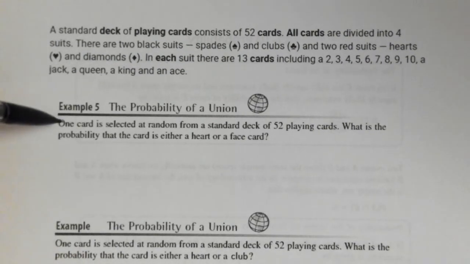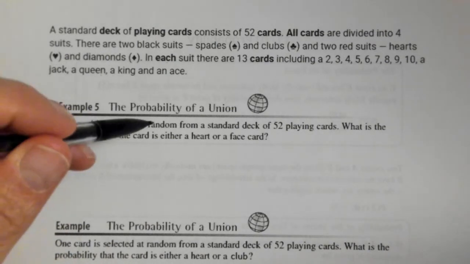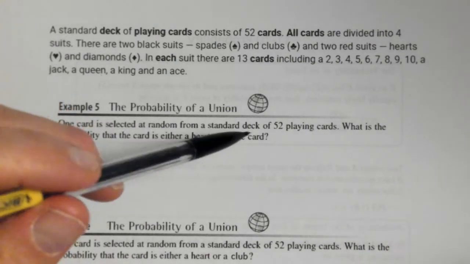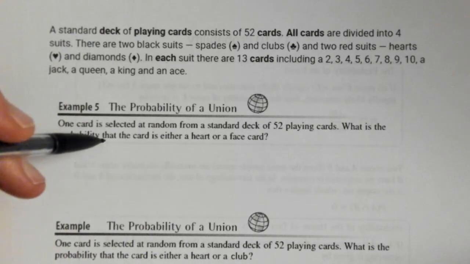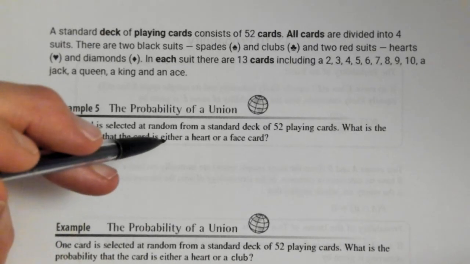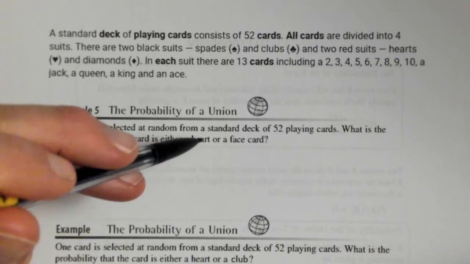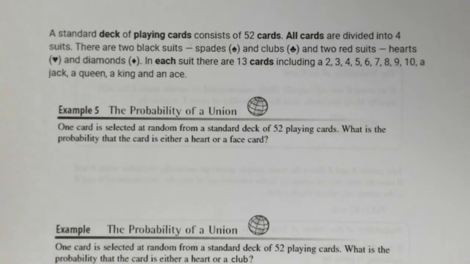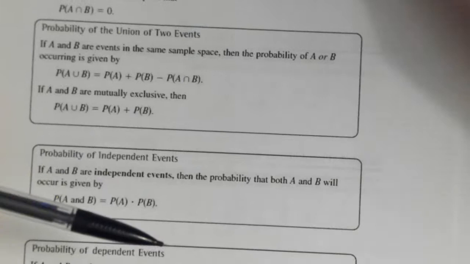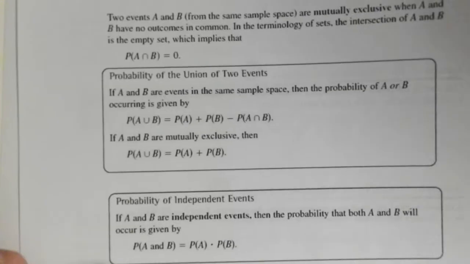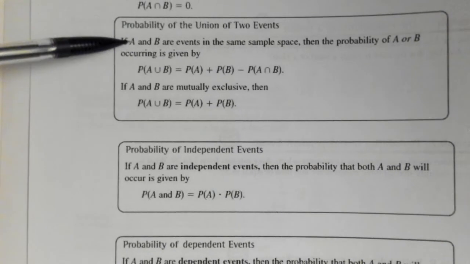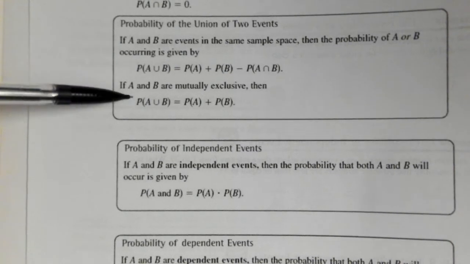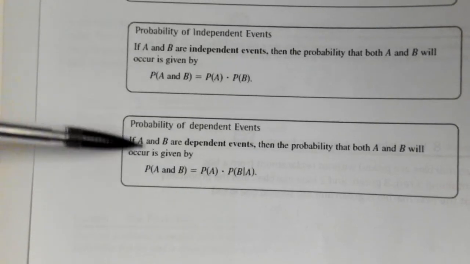The first one says one card is selected at random from a standard deck of 52 playing cards. What's the probability that the card is either a heart or a face card? Now, the first thing that we've got to decide here is what type of probability we are looking at. Remember, it's basically divided into two categories: picking one thing, or picking multiple things.